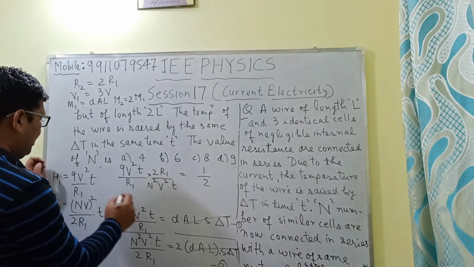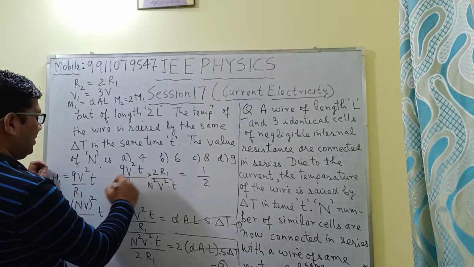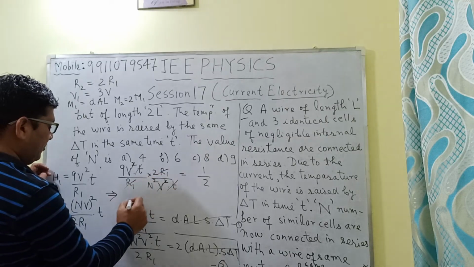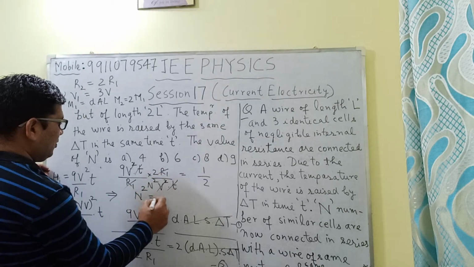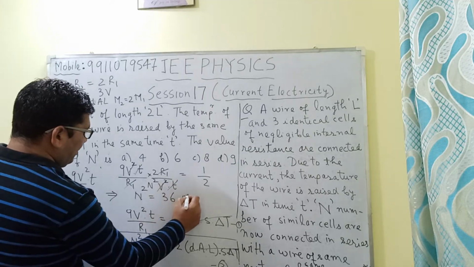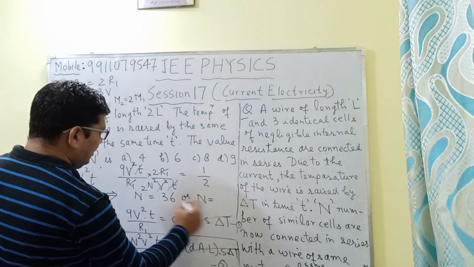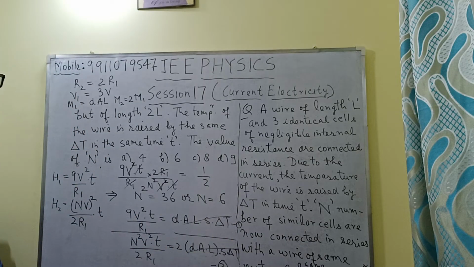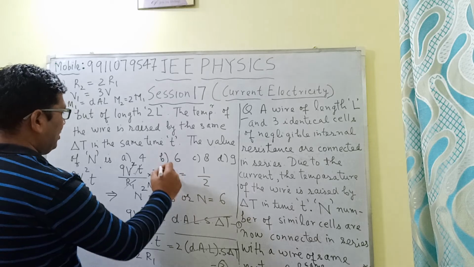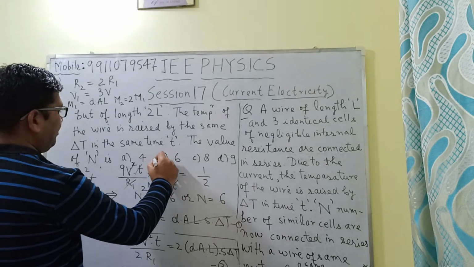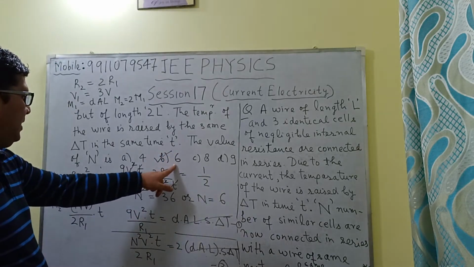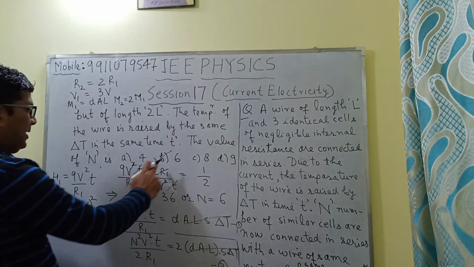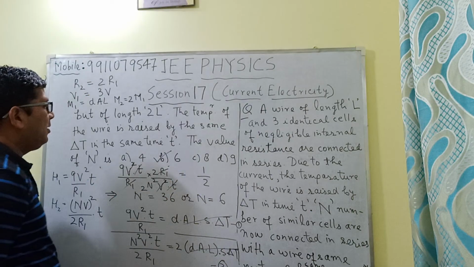So I will be left with 1 by 2. Here T will cancel out, V squared will also cancel out, R1 will also cancel out. So what we are getting is n squared is equal to 36, or n will be equal to the square root of 36, that is equal to 6. So the correct answer in this case is the second option, B, because n is equal to 6.